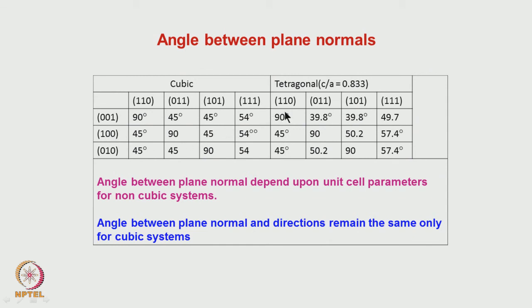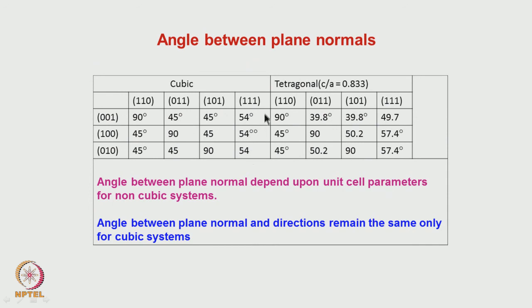Now you see that between 100 and 110 this is 45 degrees, okay, whereas between 100 and 011 it is 90 degrees, but between 100 and 101 it is 50.2 degrees. Now we can make out that the angles are different, though the indices of the plane normals, if we consider the planes, remain the same.